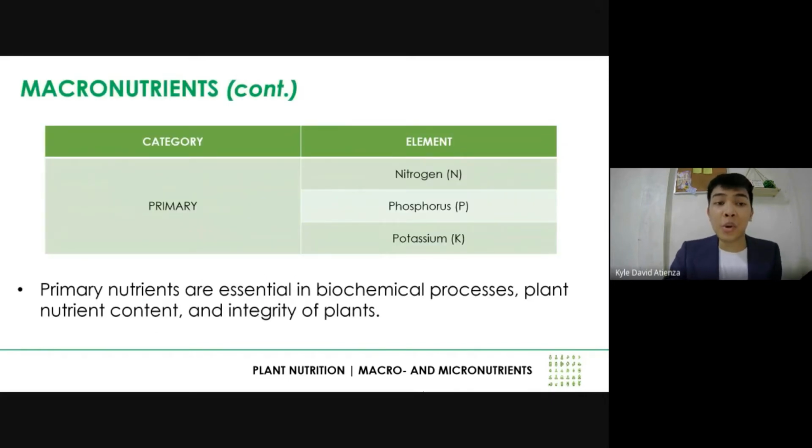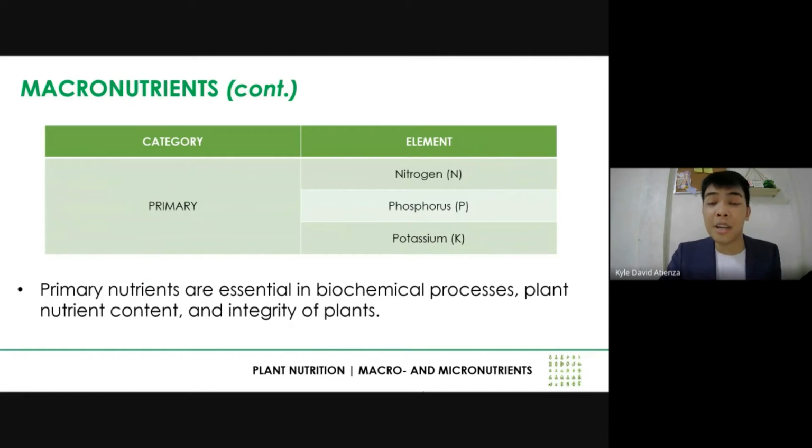The second category for macronutrients is the primary macronutrients composed of nitrogen, phosphorus, and potassium. These primary nutrients are essential in biochemical processes, plant nutrient content, and the integrity of the plant. If you can still remember our biogeochemical cycles, there are also different cycles for the primary macronutrients. We have the nitrogen cycle, we have the phosphorus cycle, and we also have the potassium cycle.